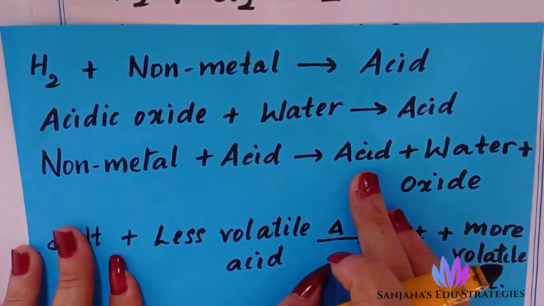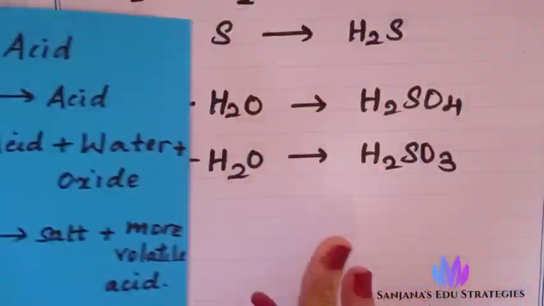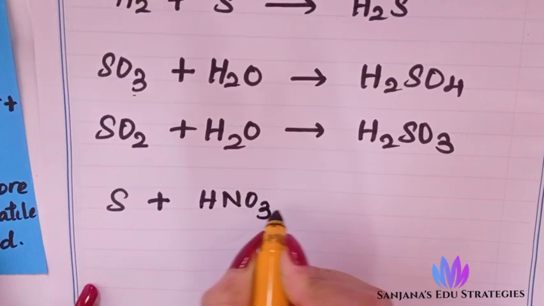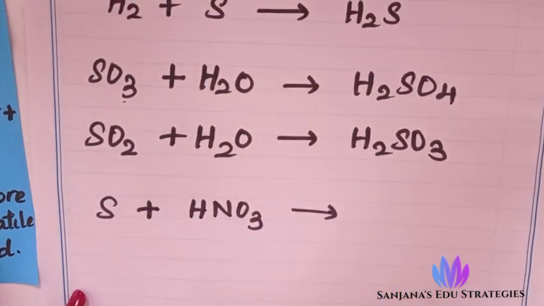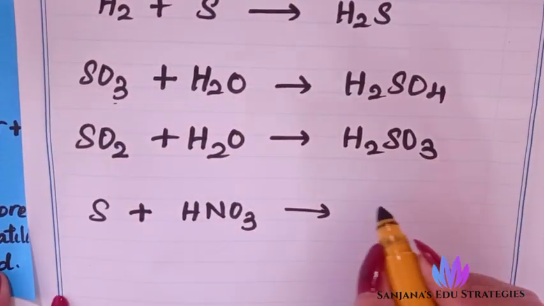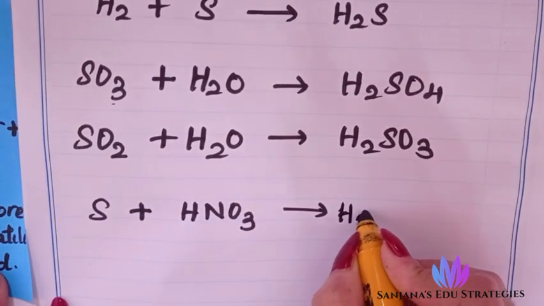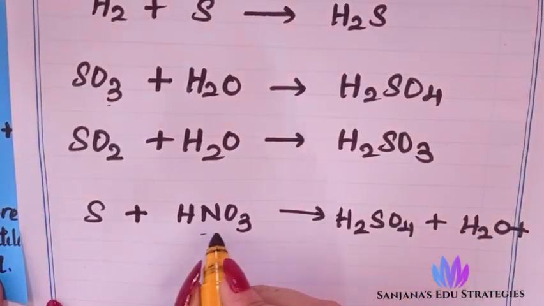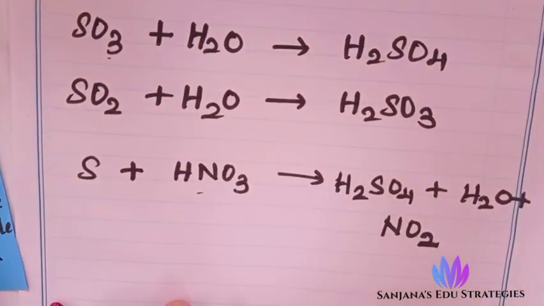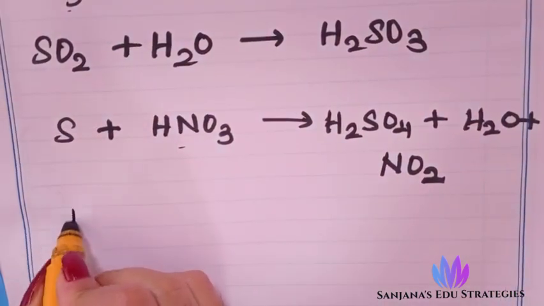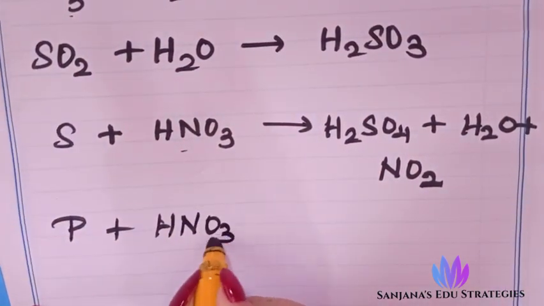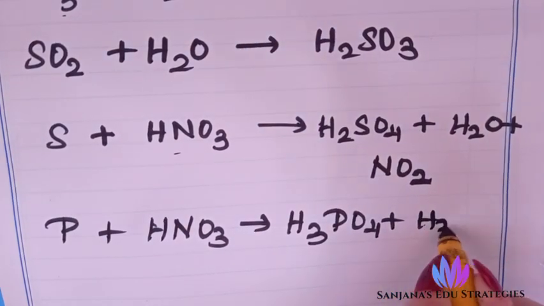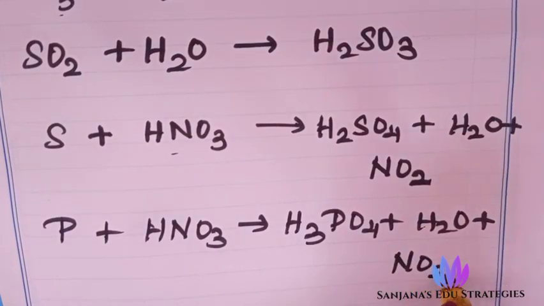Non-metal plus acid gives acid plus water plus oxide. So I am writing a non-metal, sulfur. Sulfur plus acid, I am writing HNO3, gives acid plus water plus oxide. First it forms an acid. Sulfur is there, so it forms sulfuric acid, H2SO4, plus it forms water and an oxide. What oxide? Since it is nitric acid, it forms nitrogen dioxide. Now I am taking another element, phosphorus, a non-metal. If I combine it with HNO3, it forms phosphoric acid, H3PO4, plus water, plus, since it is nitric acid, nitrogen dioxide.